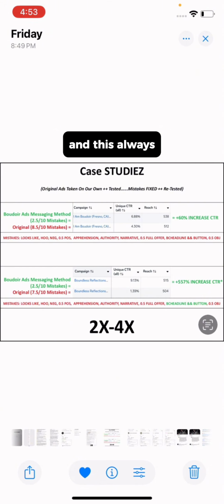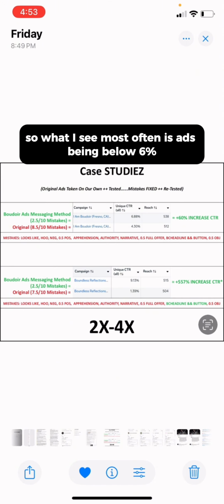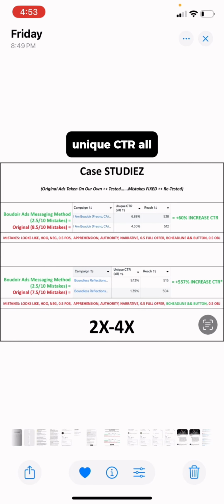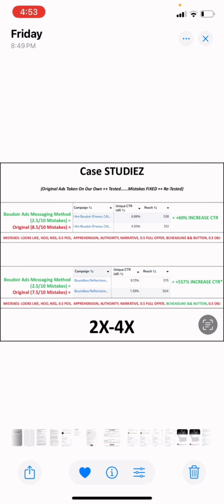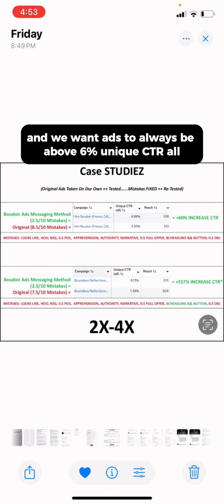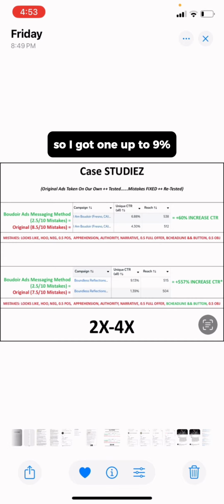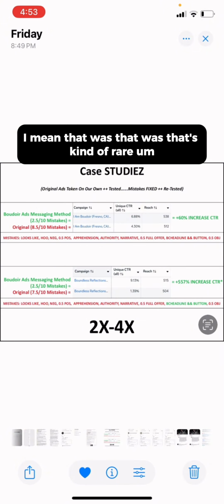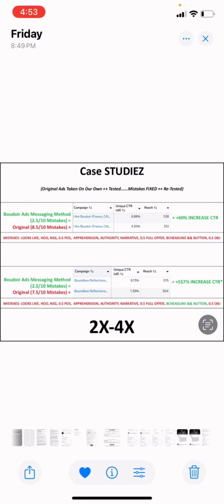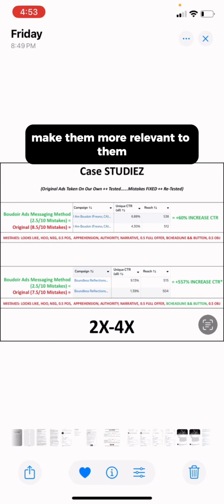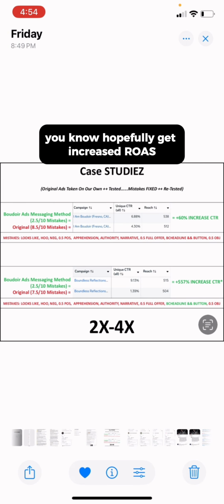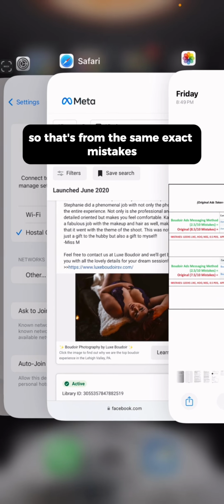What I see most often is ads being below 6% unique CTR all. And that leads to either fast or slow decay. We want ads to always be above 6% unique CTR all. So I got one up to 9%. That's rare to have such a big increase. But on average, I get 2 to 4x more women to engage with boudoir ads, make them more relevant to them, make the ad sustain longer, scale, increase, hopefully get increased ROAS. So that's from the same exact mistakes I'm going to talk about today.